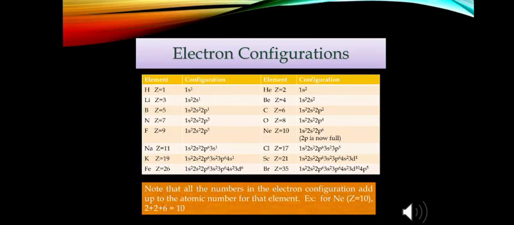So different configurations are shown in this slide, and one should note that all the numbers in the electronic configuration add up to the atomic number. For example, for neon Z is equal to 10. That is, the electrons that we show in different orbitals add up to give the atomic number. Electrons in neon are 2 plus 2 plus 6, that is 10. 10 is the atomic number of neon. So hope you all get this.